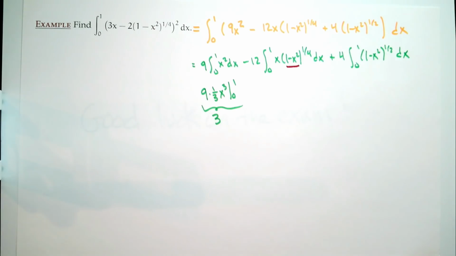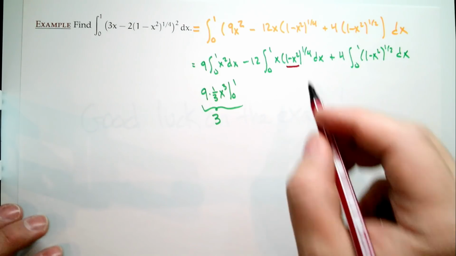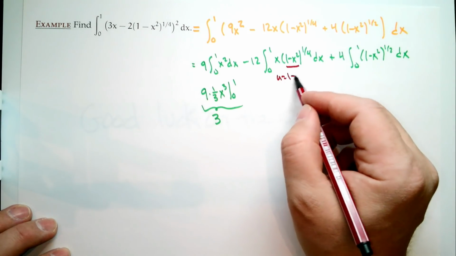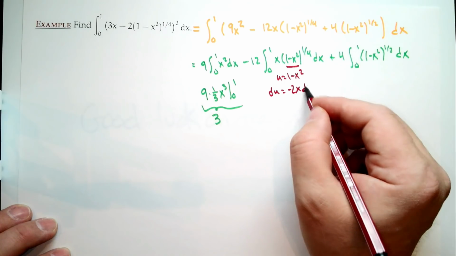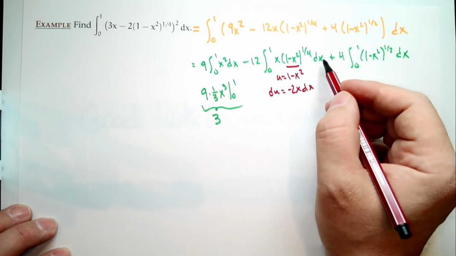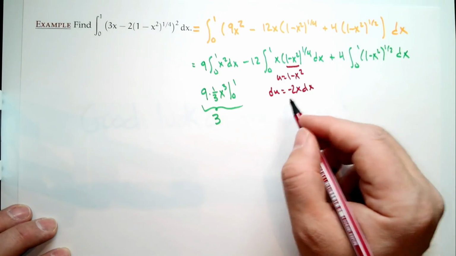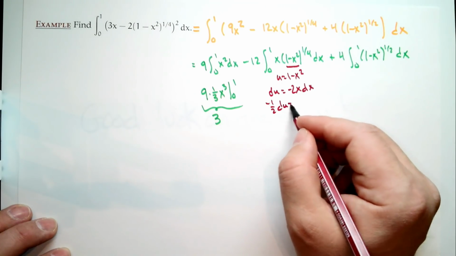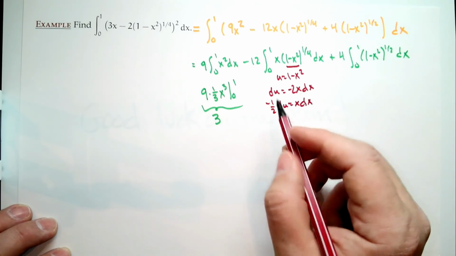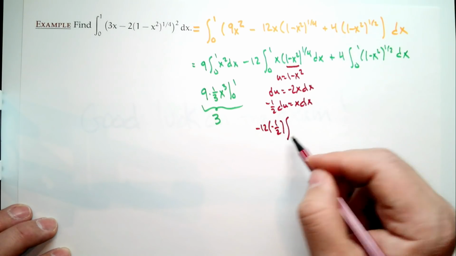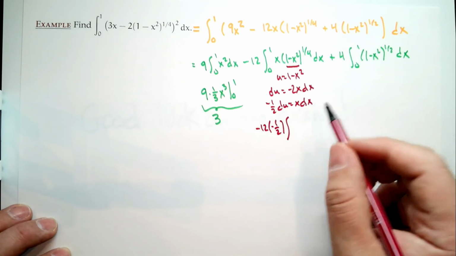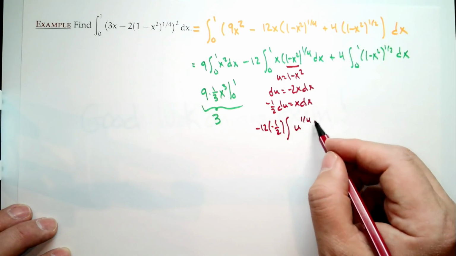So there's always 2 places to look for substitution: a function in a function, or something that's a nice derivative. The best is when you have both. And here, if you set u equals 1 minus x squared, then what does du become? Well, minus 2x dx, which is the right thing, because x dx is right there. Another way to write this is minus 1/2 du is x dx. So, updating, we have minus 12 times minus 1/2 times the integral of u to the 1/4 du.